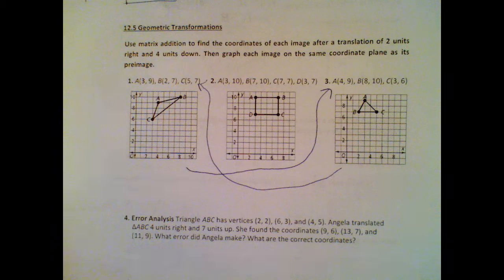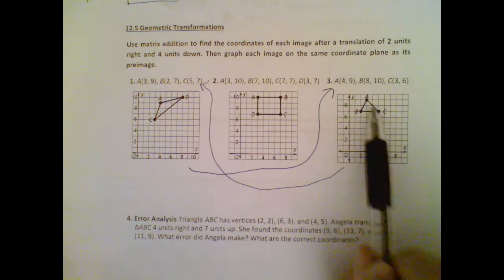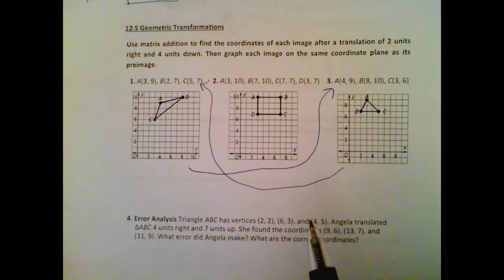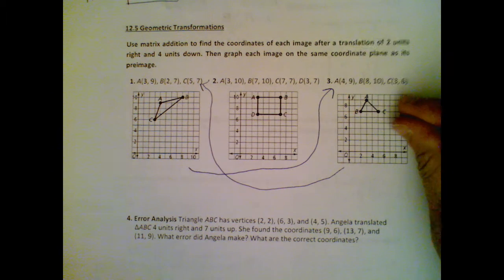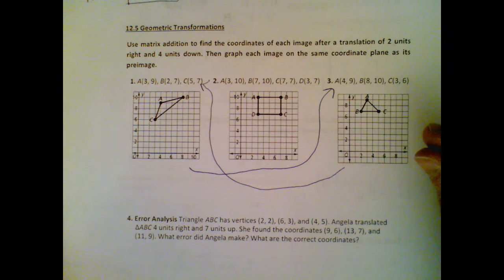So what we're going to do though, if we take a look at these coordinates and this graph, it says, use matrix addition to find the coordinates of each image after we move it to the right 2 units and we move it down 4 units. You don't need to go ahead and regraph them if you don't want to. But we want to take this whole image and we want to move it to the right 2 units and down 4 units. So a couple different ways that you can do that.